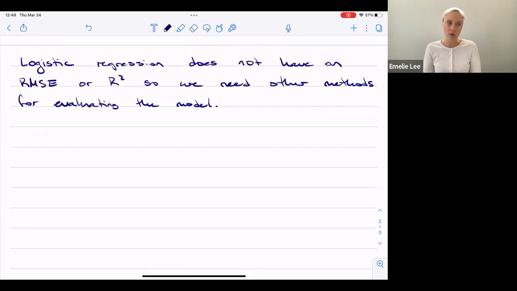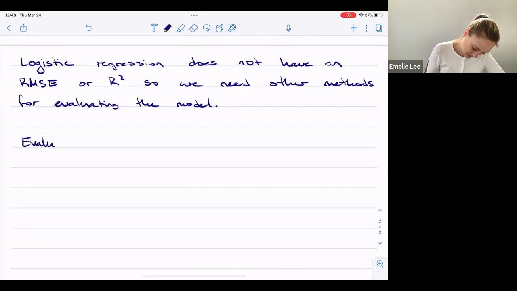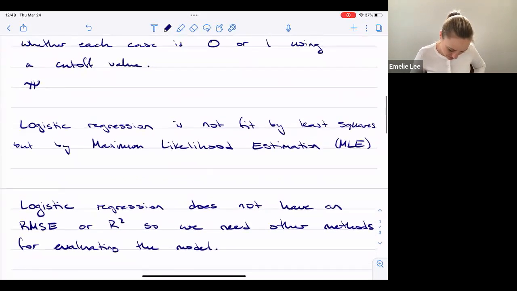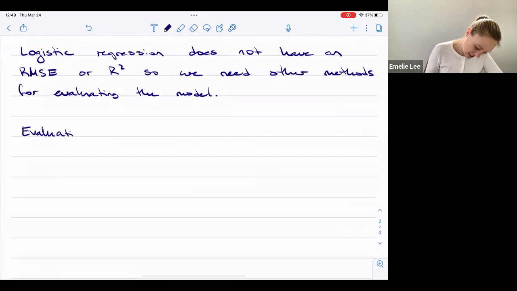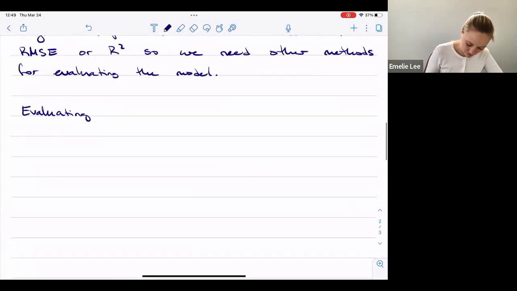So how can we evaluate these classification models? Evaluating classification models.